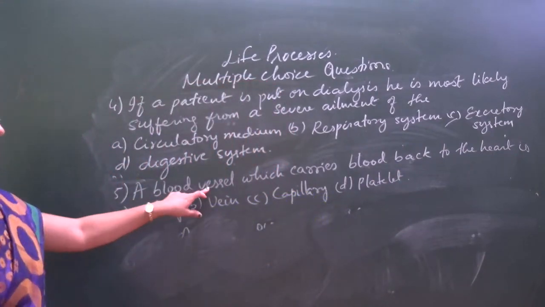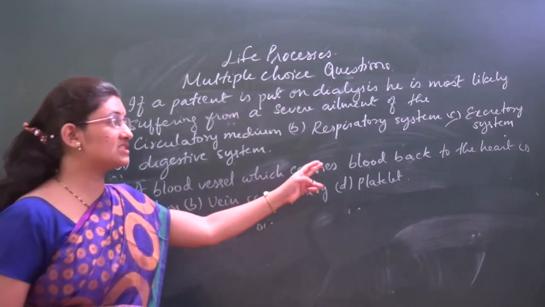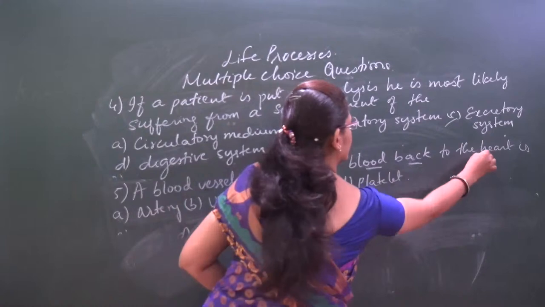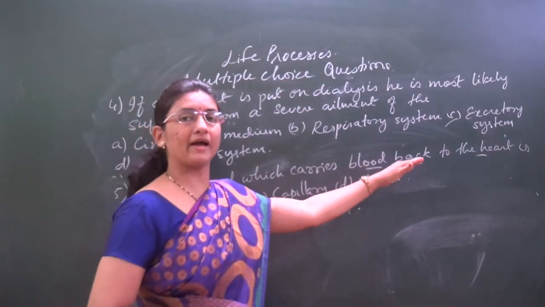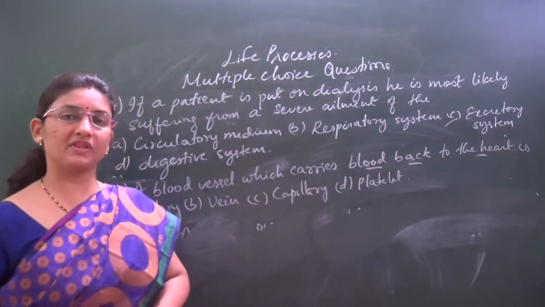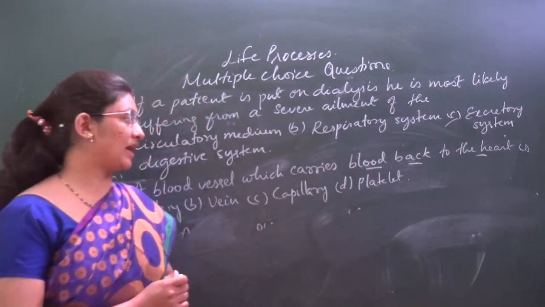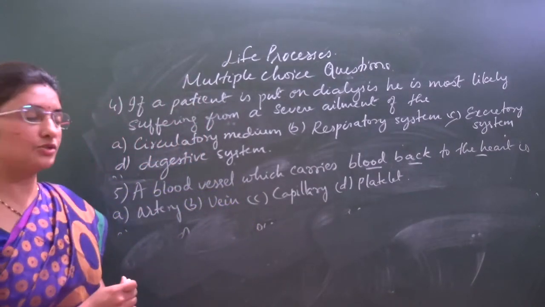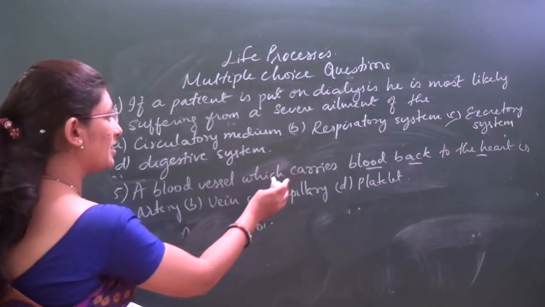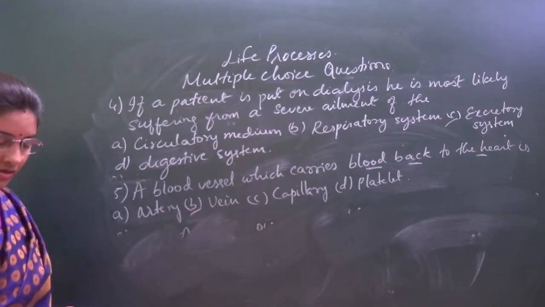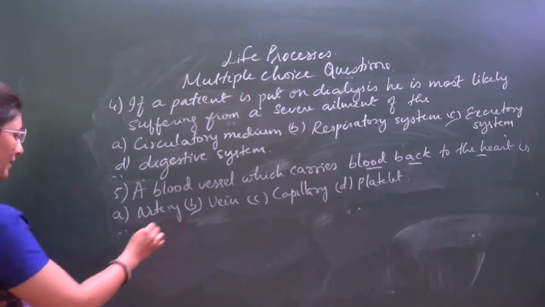So the blood vessels consist of arteries, veins and capillaries. See the question, it is the blood vessel taking the blood back to the heart. We have seen the differences between arteries and veins, isn't it? Arteries take the blood away from the heart, and the veins take the blood towards the heart. So the option should be the vein. It is taking the blood towards the heart. So your answer should be vein.